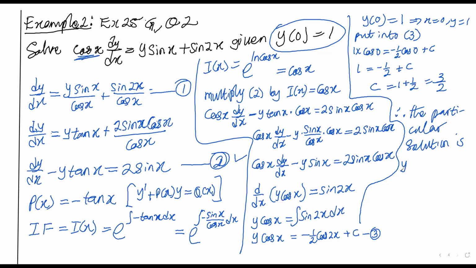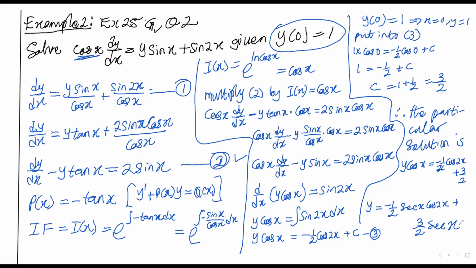You see, I found my c before I isolate y. y cos x equals minus half cos 2x plus 3/2. So if I divide both sides by cos x, I get y is equal to minus half. Instead of dividing by this, I could write it as sec x cos 2x plus 3/2 sec x also, something like that.